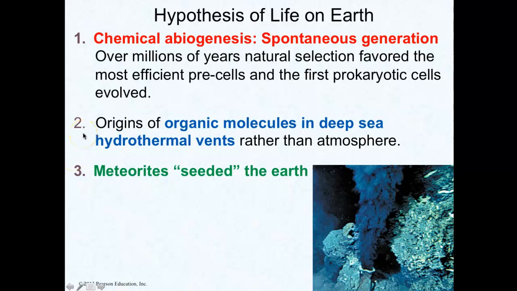So the first one, spontaneous generation or chemical abiogenesis. So the word abiogenesis, right? Genesis is the beginning. Bio refers to life, but when you put an A in front of something, it negates that. So this sort of means you're starting life without a living thing. You're starting life with basically inorganic molecules, or molecules that are not alive. They self-assemble and they spontaneously create a cell that has the qualities of life. So over millions of years, natural selection favored the most efficient pre-cells and the first prokaryotic cells evolved.